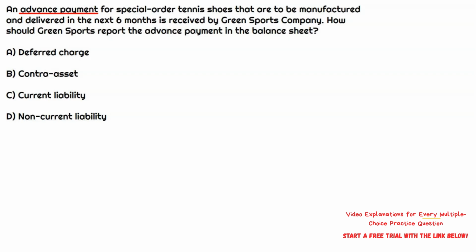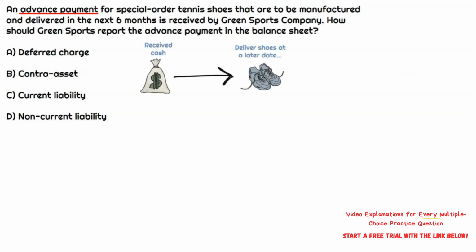So for Green Sports Company, we need to think about how they would record this advance payment on the balance sheet, right? Because they've received cash from their customer, but they haven't actually performed any product yet, right? So there's this obligation, and that represents a liability, especially since it's going to be in the next 6 months, right? So that's a current liability. Now we'll talk about the mechanics of this in later modules, right?